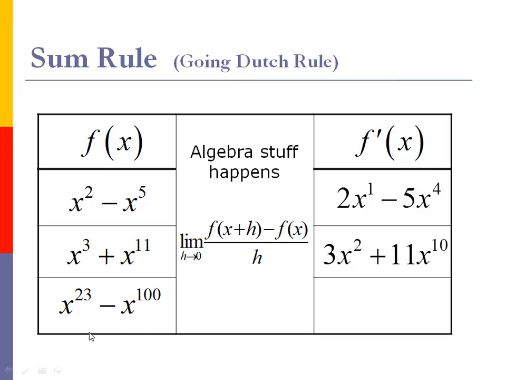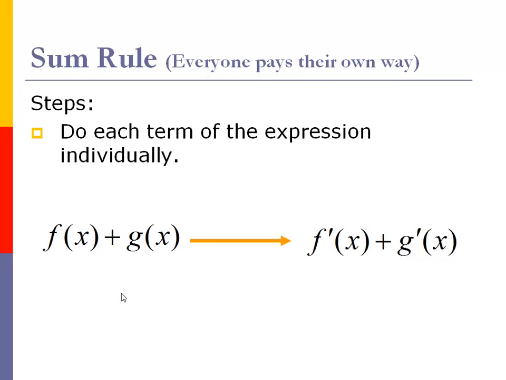And then if we do that to something like x to the 23rd minus x to the 100th, oh my gosh, who'd want to do that? That's a lot of algebra. We basically end up with 23x to the 22nd minus 100x to the 99th. So if you're looking at this, hopefully you're realizing that whenever we have a plus or a minus, we have this going Dutch idea. Each one we do individually. It's not a combination of the two, it's each piece individually. And so that's our sum rule. Everyone pays their way. We do each term of the expression individually. So if we start with f and g, then its derivative is f prime plus g prime. That's called the sum rule.